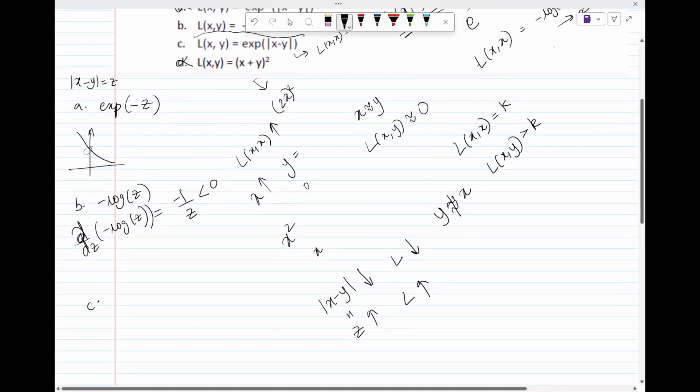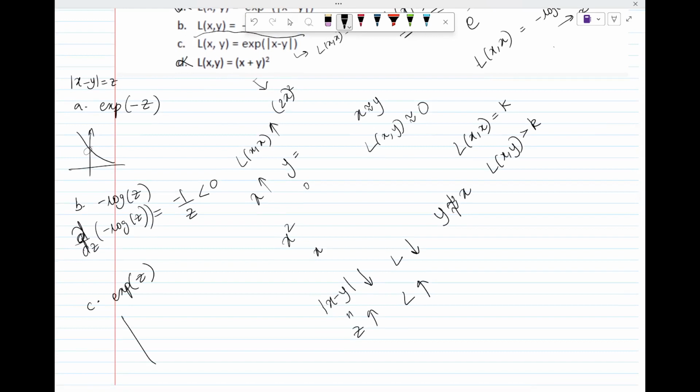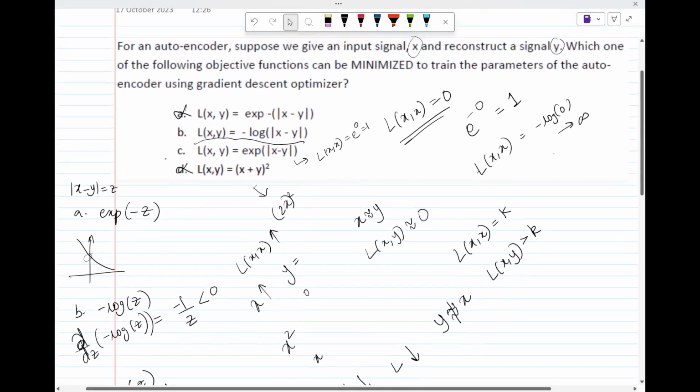So if I look at C, it is exponential of z, then this is an increasing function. Exponential of z is like this. If z increases, my loss also increases. So C is the correct answer.